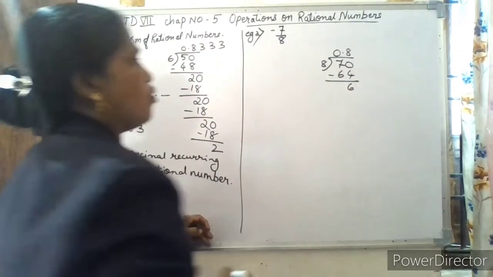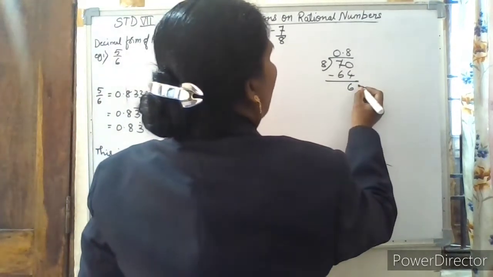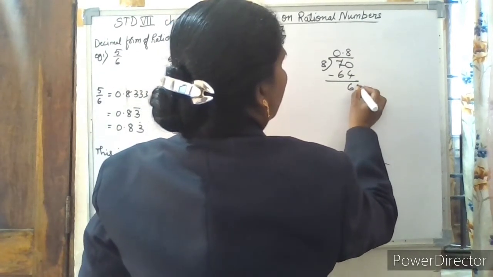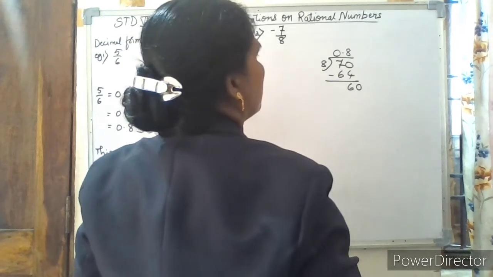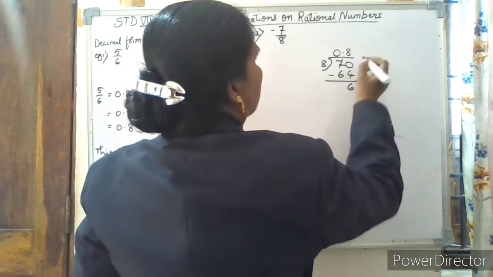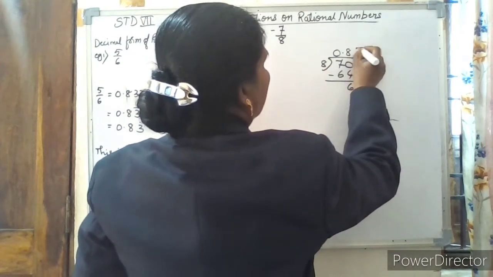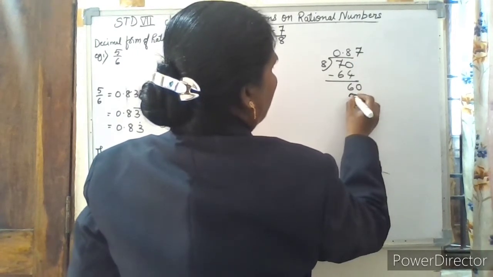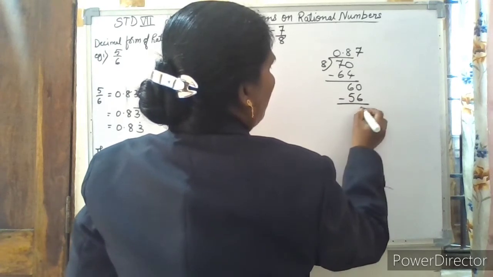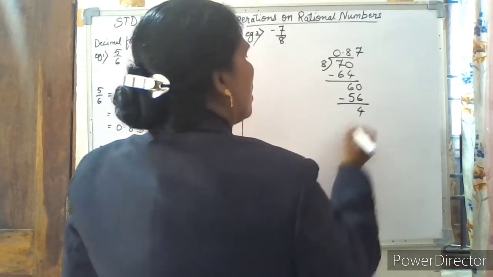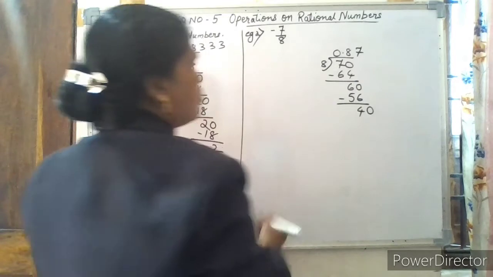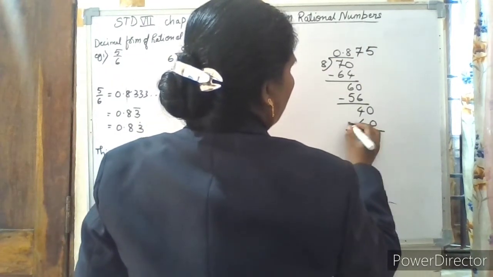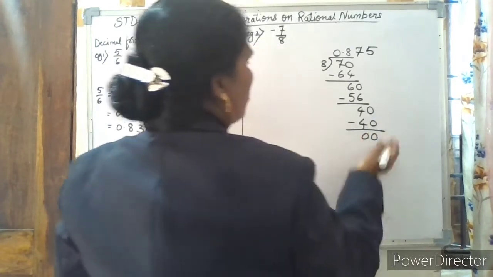Okay. So now, already I put a point, so you can take a 0. So 8 7s are 56. Now 4 is the remainder. Now you can take a 0. So 8 5s are 40, minus, 0. We got the remainder as 0.